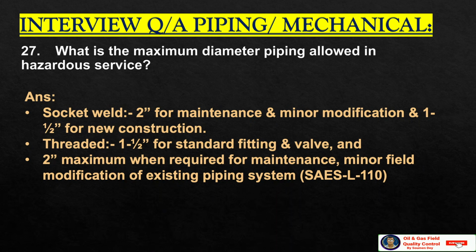What is the maximum diameter of piping allowed in hazardous service? Socket weld: 2 inch for maintenance and minor modification, and 1.5 inch for new construction. Threaded: 1.5 inch for standard fittings and valves, and 2 inch maximum when required for maintenance or minor field modification of an existing piping system.